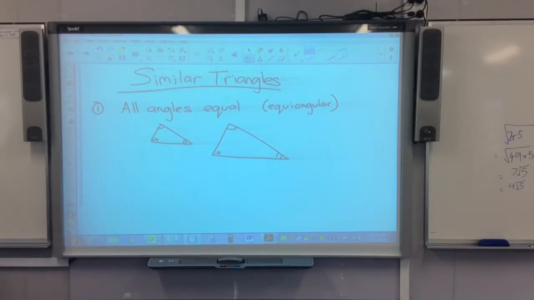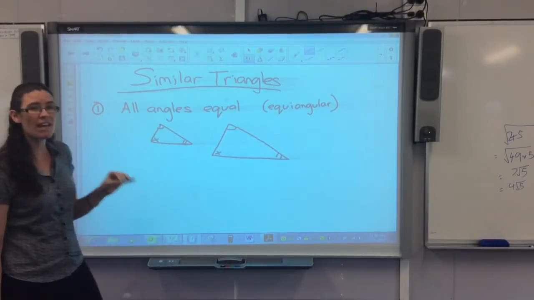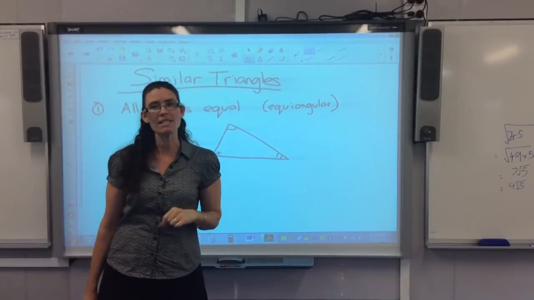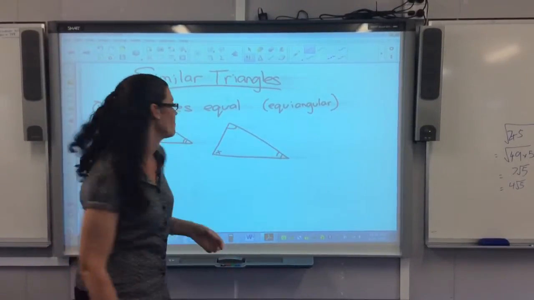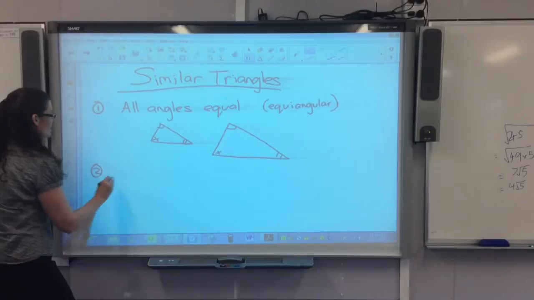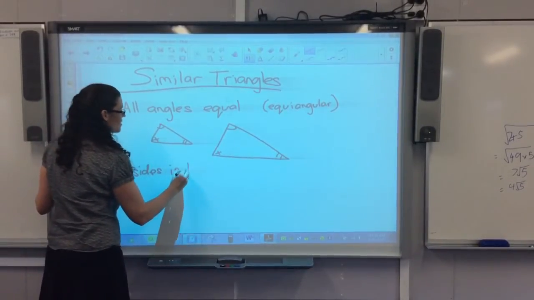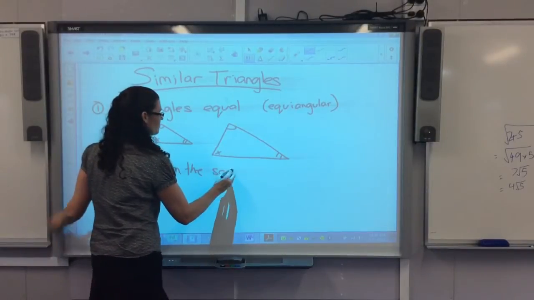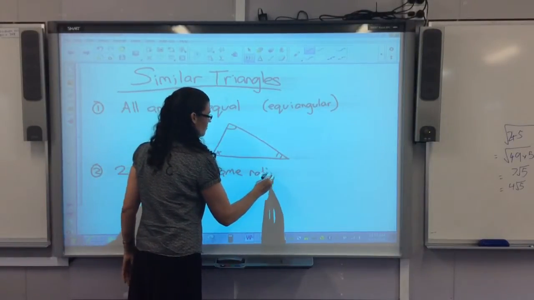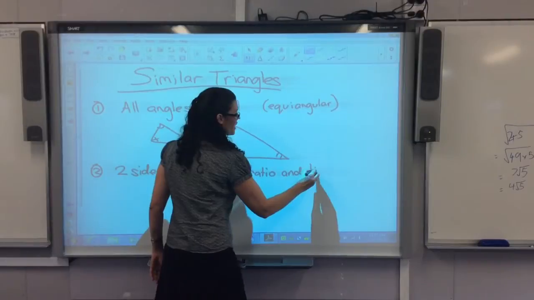Okay, next rule is similar to SAS, but we're not going to call it SAS. We're going to call it side, angle, and side. But the sides are not equal. The sides are not the same, but both pairs of sides must give the same ratio. Okay, so our second rule is 2 sides in the same ratio and the included angle equal.